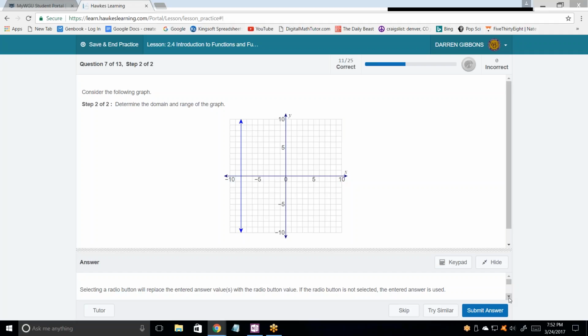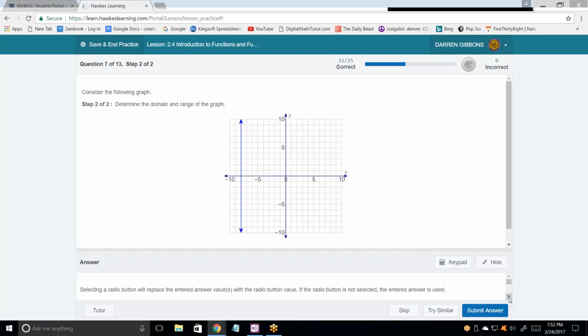All right, determine the domain and range of this. What's the domain of this function? Look strictly horizontally. What can x be? In this case, it's okay to say what can x be, because saying what x can't be is a lot more information. So what can x be?